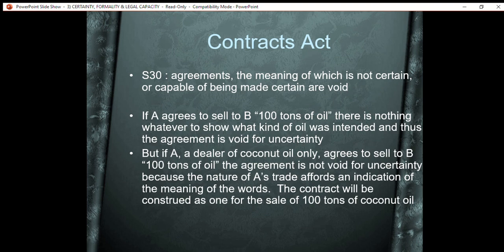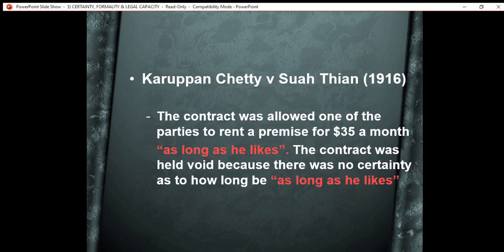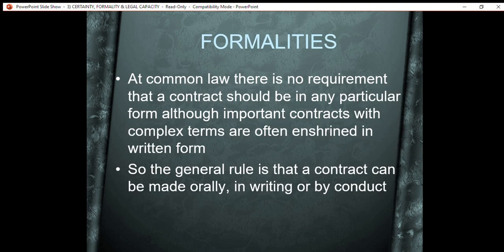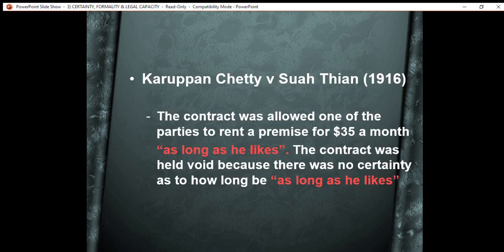All the illustrations there you may read later. So that's all for uncertainty. Remember one thing: uncertainty will destroy the contract.